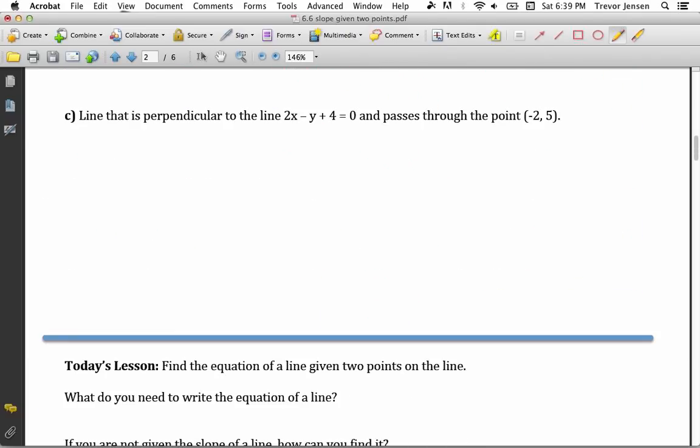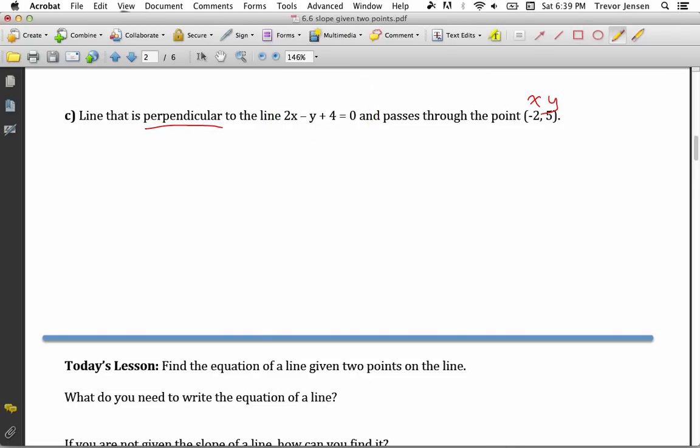Last question we'll do for the warm-up. Find a line that is perpendicular to the line 2x minus y plus 4 equals 0 and passes through the point negative 2, 5. Okay, so I know a point on the line, so I know an x and y. Now I know that it's perpendicular to this line here.